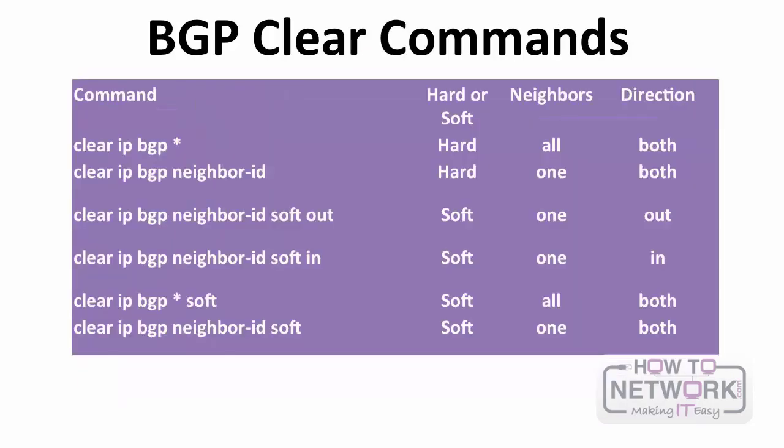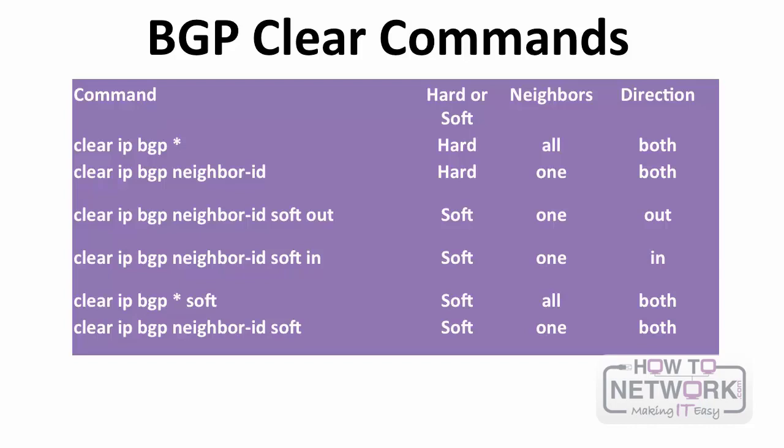Now, when it comes to BGP clear commands, there are many you should know, but specifically I want to focus you on the difference between hard and soft clear commands. A hard command will actually tear down the neighbor relationship and rebuild it. And that'll cause problems if you're trying to get routing working, or if you have production traffic routing over the network. So you need to focus in on the soft commands.